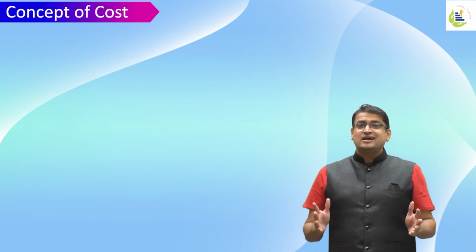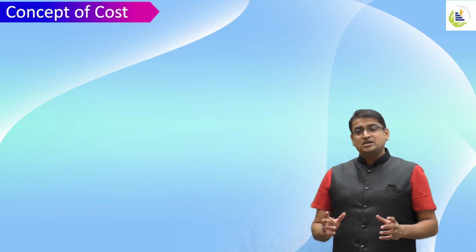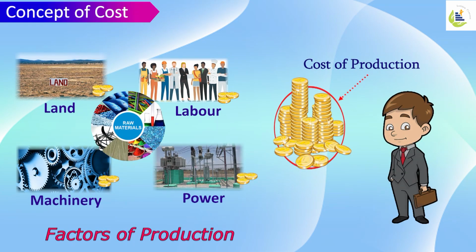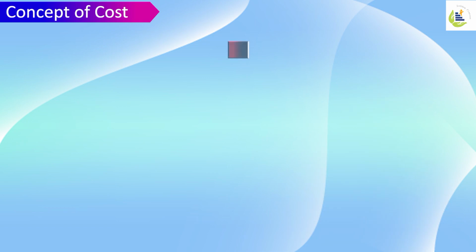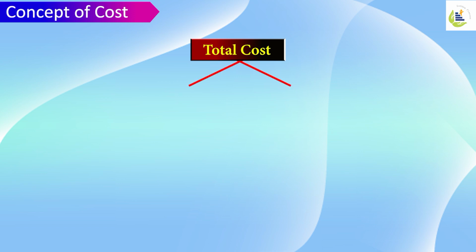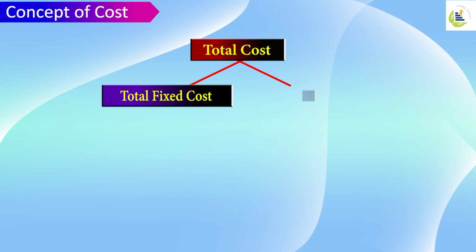So, what do you understand by cost of production? Cost of production is the amount incurred by a producer for the payments of different factors of production for the production of a commodity. This cost of production can be further understood in 3 ways. One is total cost of production. Now, total cost of production, as it suggests, is total cost. It comprises 2 factors, total fixed cost and total variable cost.